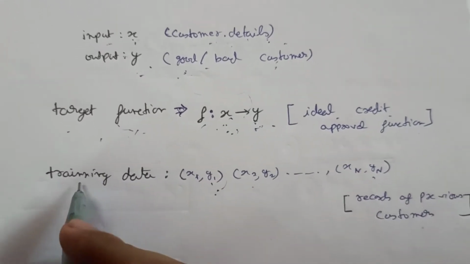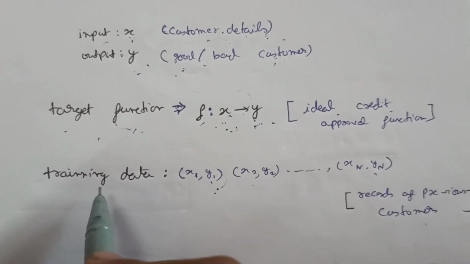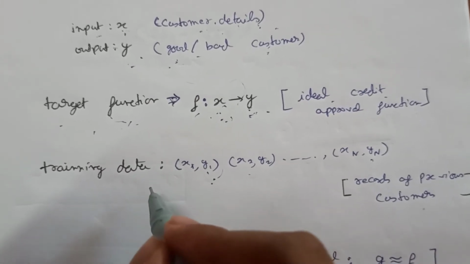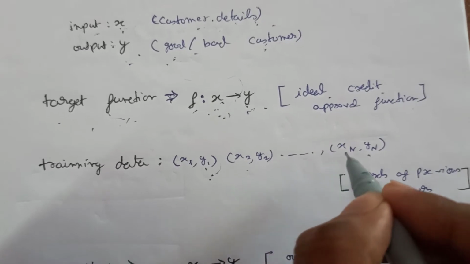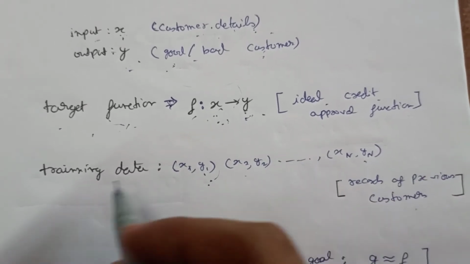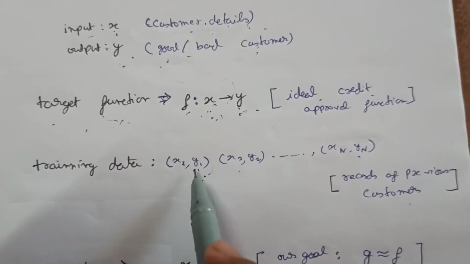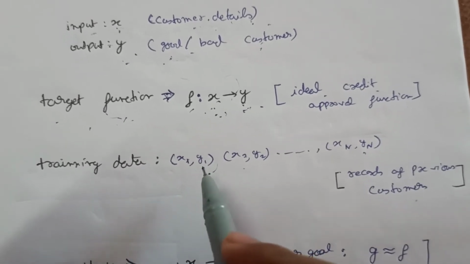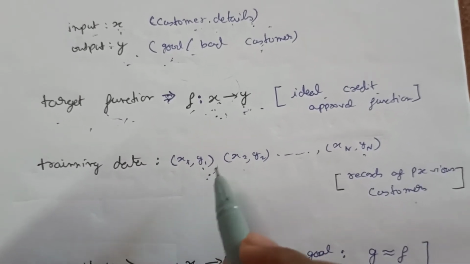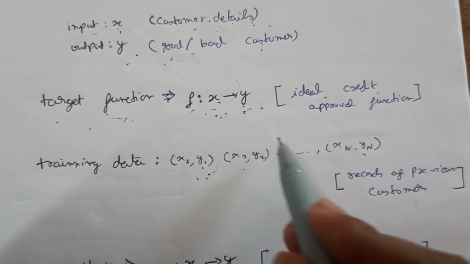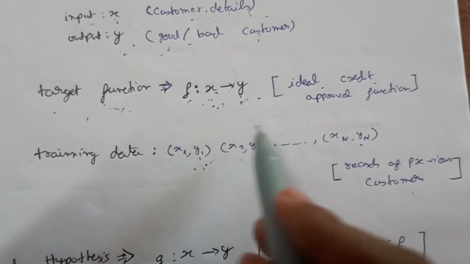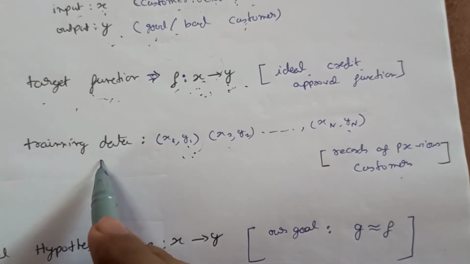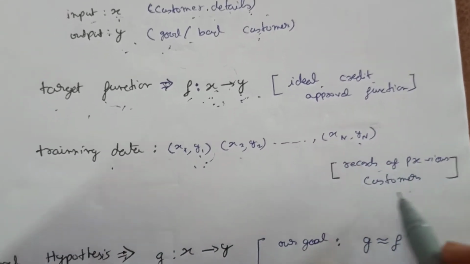So now let's see what is our training data. Our training data is all the previous customers, their details, and if they are proved as good or bad customers by time. That means the details of the customers of our previous time, and also if they were actually good or bad customers, that means if they actually returned our money or not. Okay, that is the actual data of past customers, that is known as training data. The records of previous customers.